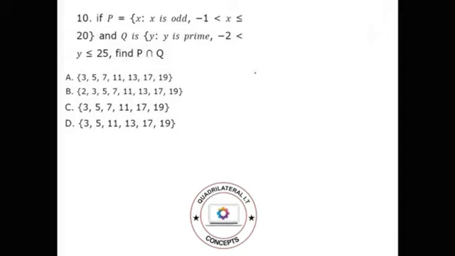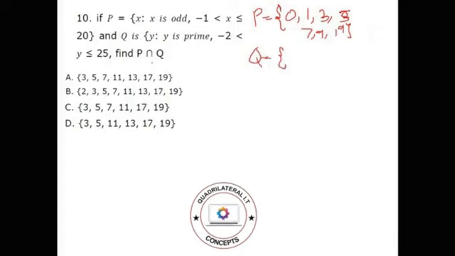Now, the next one is question number 10, which is also on sets. It says, if P is the set of X such that X is an odd number, and X is between -1 less than X less than or equals to 20. So if we list out P, you will see that X is actually greater than -1. So it starts from 0, 1, 2, then it goes up to 20. X is an odd number, so we have 1, 3, 5, 7, 9, up to 19, because 19 is the odd number before 20.